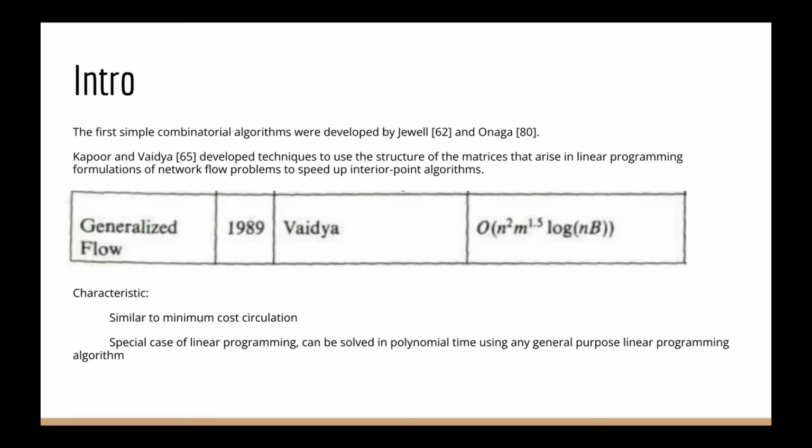The current fastest algorithm for the generalized flow problem, due to Vaidya, is based on an interior point method for linear programming and runs in big O of m to the power of 2 times m to the power of 1.5 times log of B time. So this is the fastest running time for this algorithm. It combines the ideas from the paper of Kapoor and Vaidya with the current fastest linear programming algorithm, which uses fast matrix multiplication.